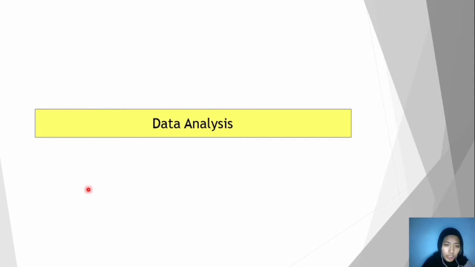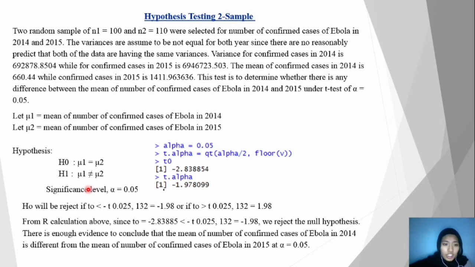Next, I will explain the results of the data analysis. The first test is hypothesis testing with two samples. Two random samples of 100 and 110 were selected, and the variances are assumed to be not equal since there is no reason to predict that the data have the same variance. The null hypothesis for this test is that the mean number of confirmed cases in 2014 is equal to the mean number of confirmed cases in 2015, while the alternative hypothesis is that the mean in 2014 is not equal to the mean in 2015.